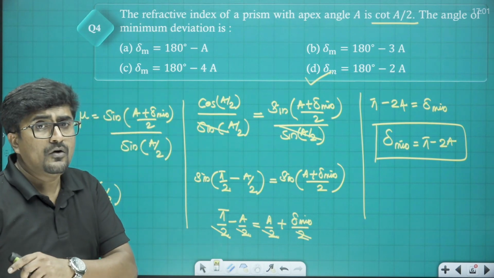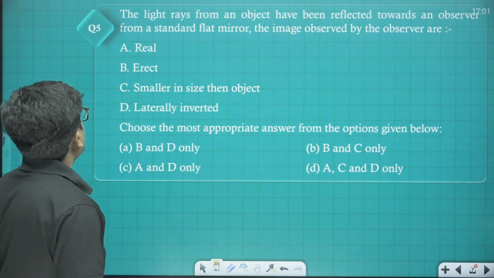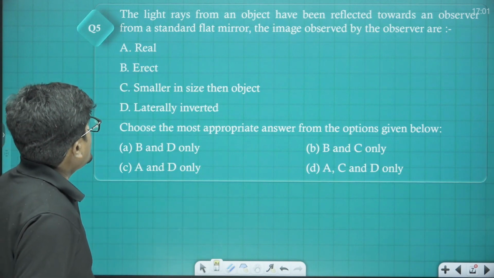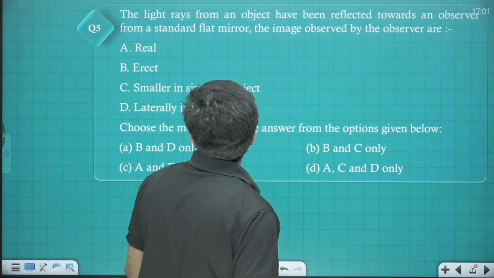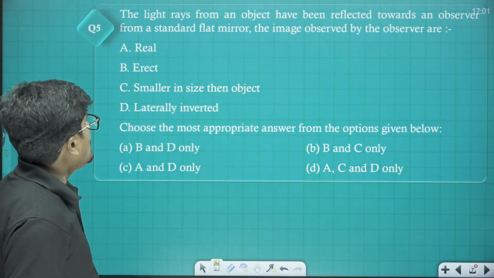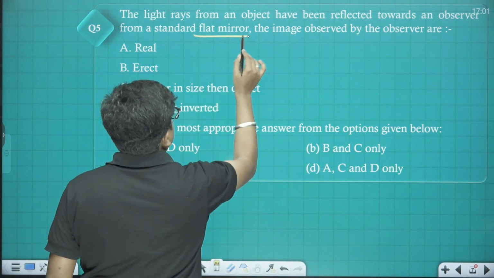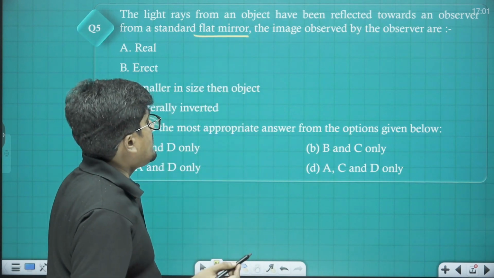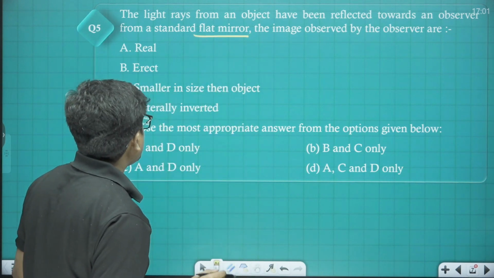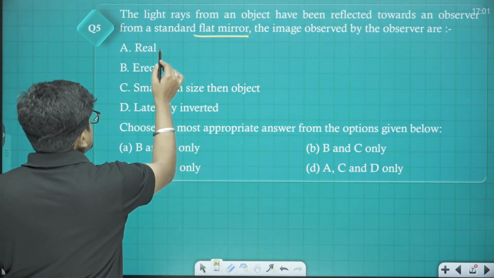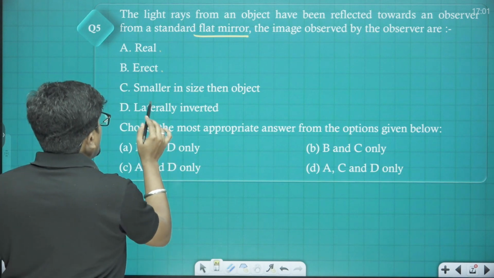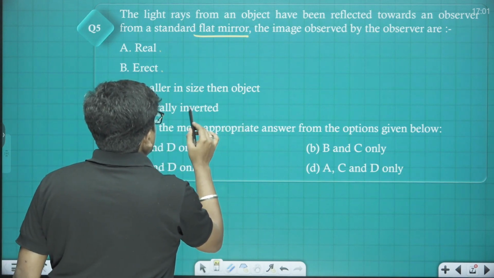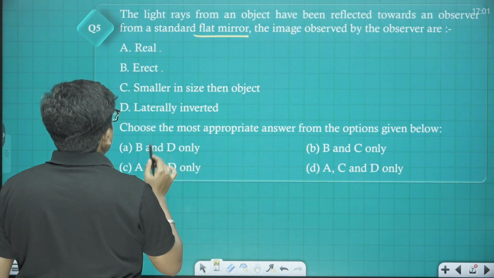Next is question number 5. Light rays from an object have been reflected towards an observer from a standard flat mirror. The image observed by the observer is: the first option says it's real, the second says it's going to be erect, the third says smaller in size than the object, laterally inverted.